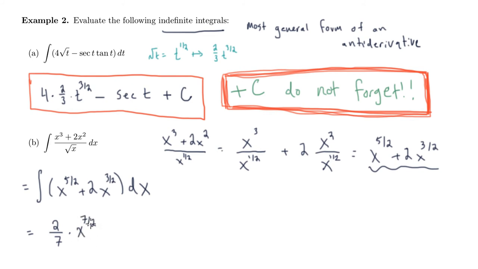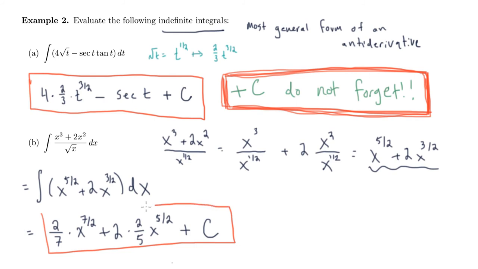Okay, so again, take the derivative, we'll have 7 halves times 2 over 7 is 1, and then we'll be left with x to the 5 halves, and then plus 2, we'll have times 2 fifths, right, because this will become x to the 5 halves, and then we'll divide by 5 halves, which is the same thing as multiplying by 2 fifths. Okay, and then plus c, and we are done.